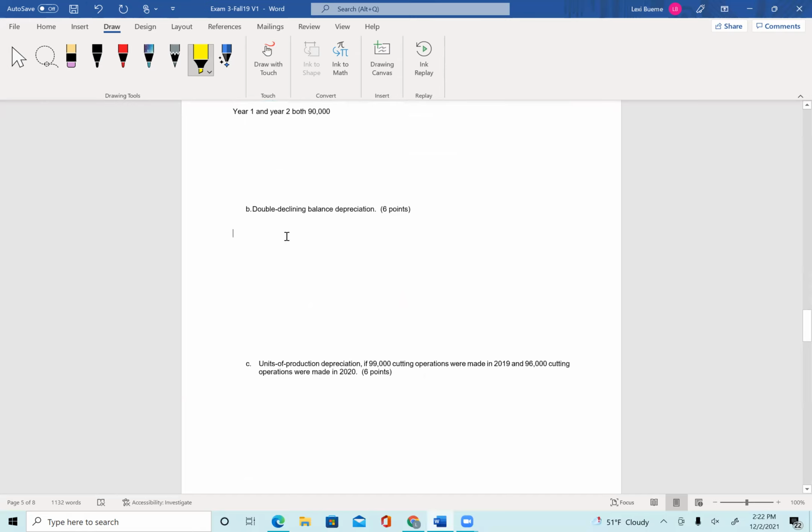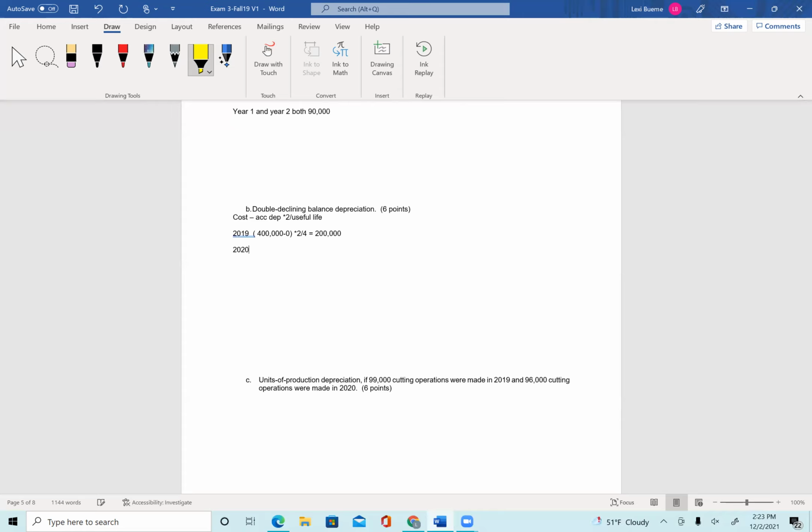For double declining balance for 2019, the formula for this first, I'll write it down, is cost minus accumulated depreciation times 2 over useful life. For 2019, the cost is 400,000 minus 0. Since it's year 1, we don't know what our accumulated depreciation is yet, times 2/4. That's going to give us 200,000. For 2020, we're going to take the 400,000, and now our accumulated depreciation amount is this 200,000 from up here. So minus 200,000 times 2 divided by 4, which equals 100,000.